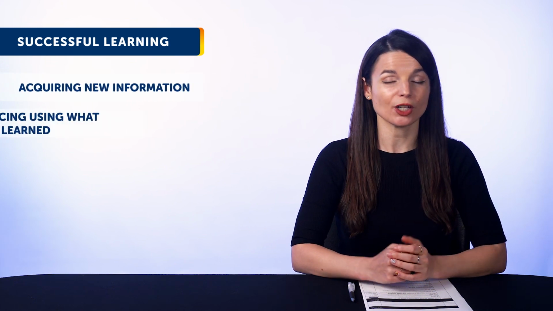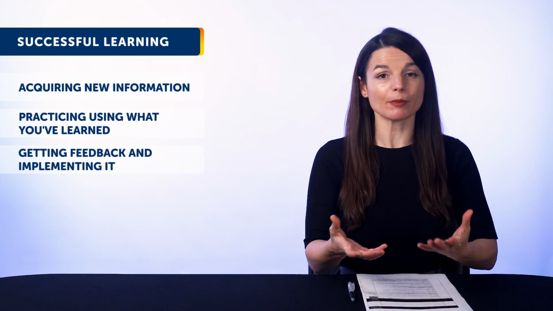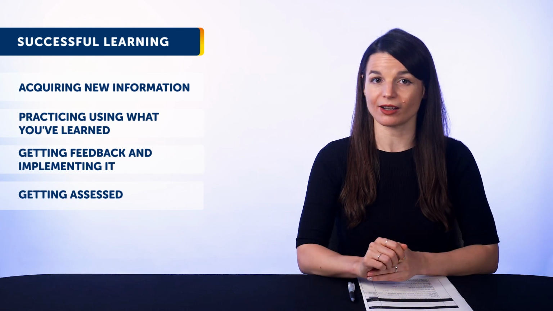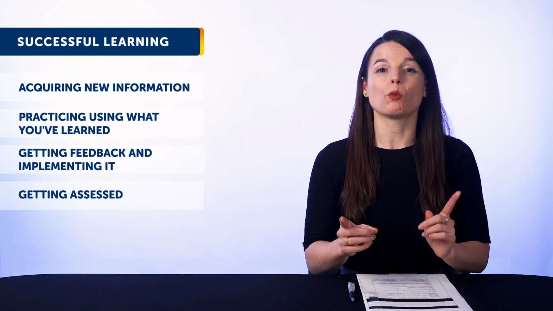How exactly? There's a simple formula to learning successfully. Successful learning requires 1. Acquiring new information, 2. Practicing using what you've learned, 3. Getting feedback and implementing it, and then 4. Getting assessed, someone telling you if you're on the right track or not. So if you want to learn fast, you'll want to do all of these things. Now, if you're learning alone, then you're mostly just acquiring new information. New words from this app, unrelated phrases from that app, and so on. You're just jumping from resource to resource without practicing and getting feedback on what you've learned.